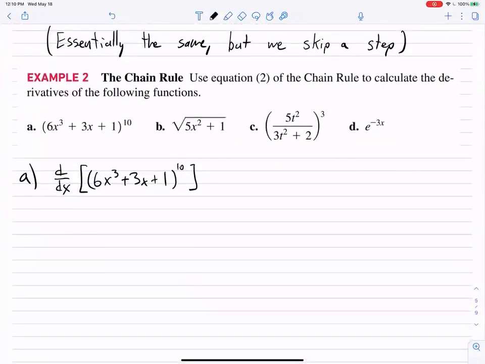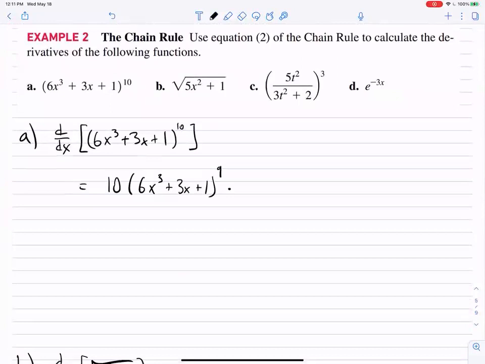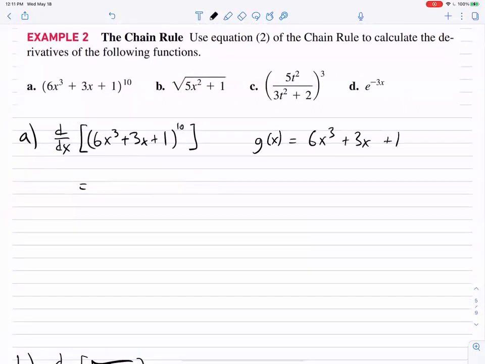So let's do it. So the derivative of the outside function is 10, and then you plug in the inside function. So it's 6x cubed plus 3x plus 1, and then you subtract 1, so it's to the 9th. And then now we multiply by the derivative of the inside function. So maybe I should write what the outside function and inside function are. So g of x is 6x cubed plus 3x plus 1. F of x is x to the 10th, or f of u, if you will. Maybe we shouldn't use the same variable so we don't get confused. F of u is u to the 10th.